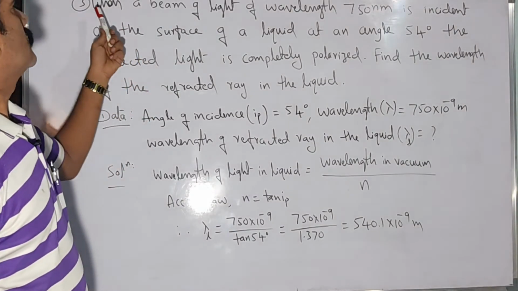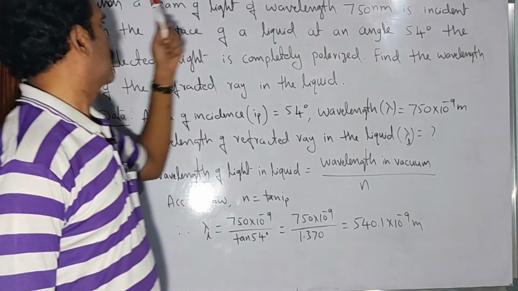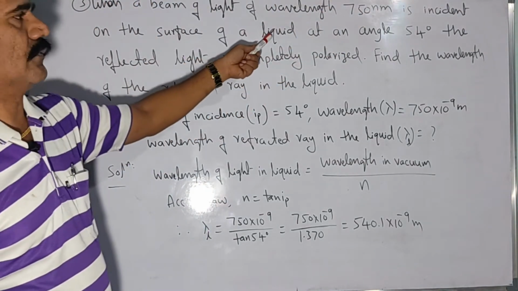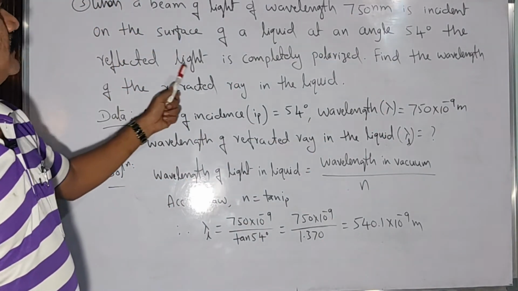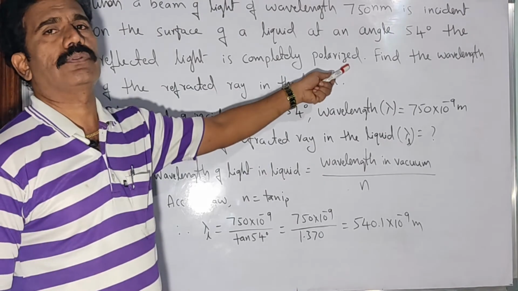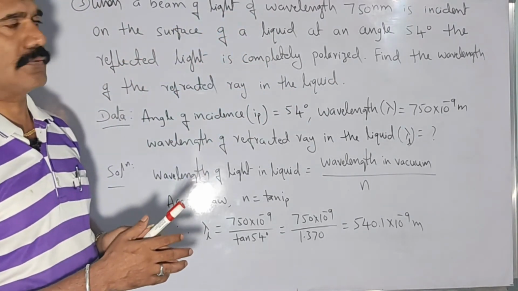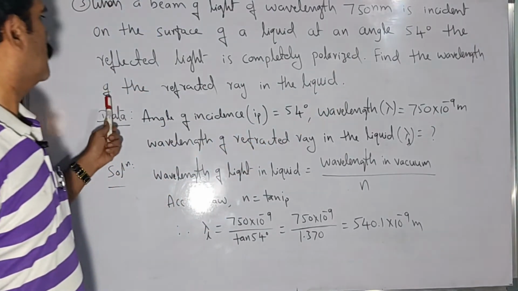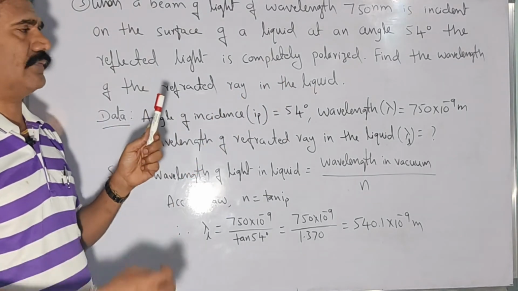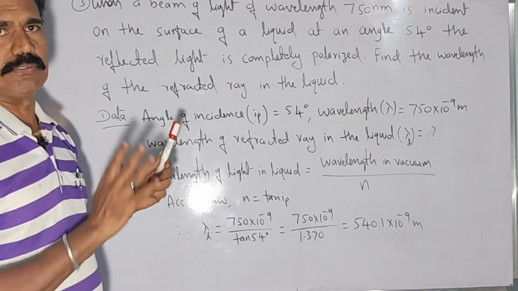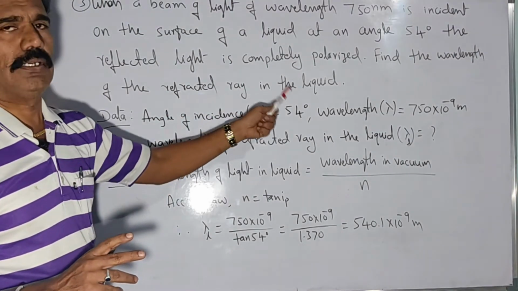The next problem: when a beam of light of wavelength 750 nanometers is incident on the surface of a liquid at an angle of 54 degrees, the reflected light is completely polarized. That means when the light is incident on a certain liquid, the reflected light gets polarized. Then find the wavelength of the refracted ray in the liquid. You know that the rest of the light gets refracted into the liquid after polarization. So you have to find the wavelength of that refracted ray in the liquid.